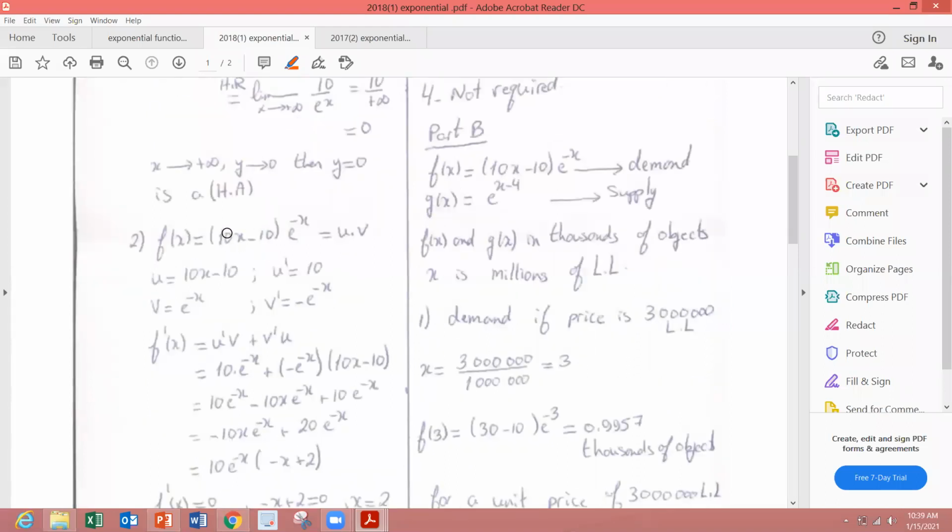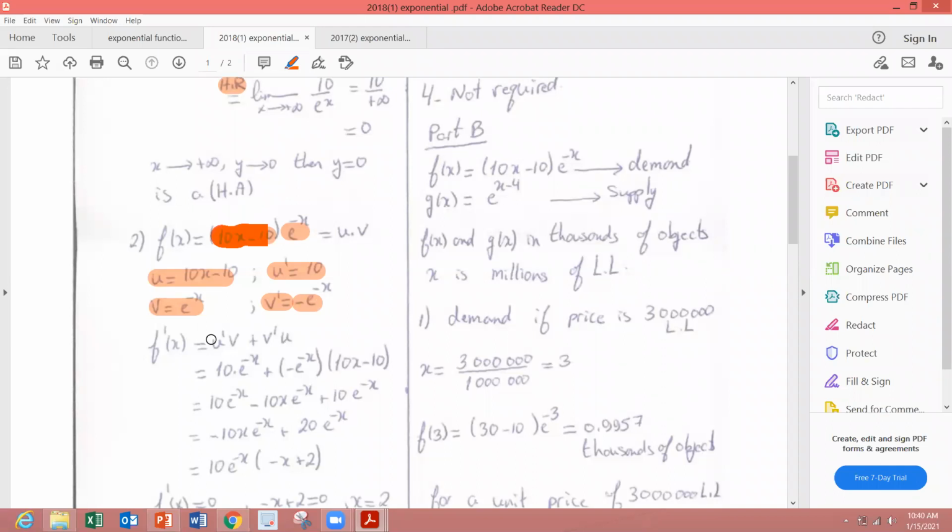So this is f(x). We take this one as u: 10x minus 10 is u. Then u prime equals 10. v equals e to the minus x, v prime is equal to... Whenever we take the derivative of an exponential, first I take the derivative of the power. Derivative of minus x is minus 1, so it becomes minus e to the minus x.